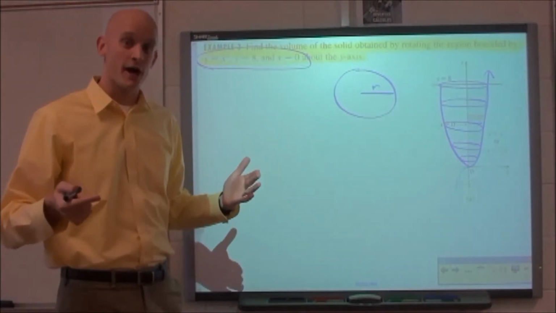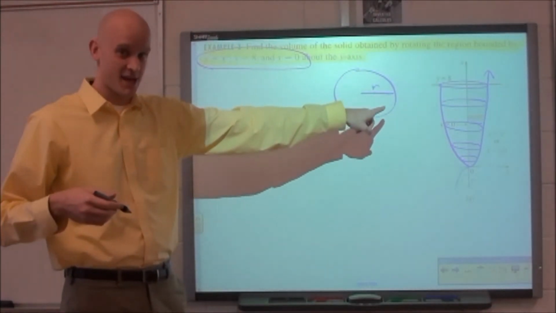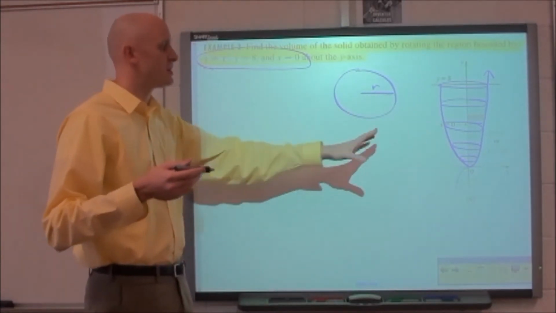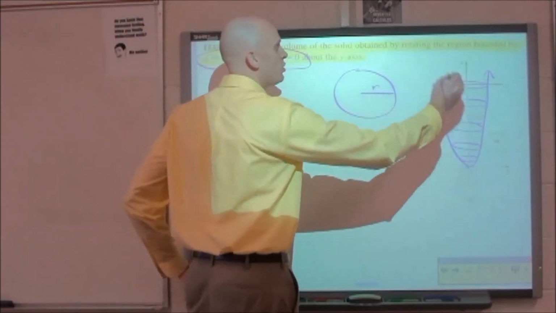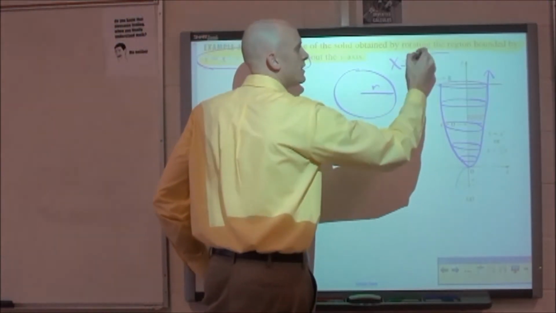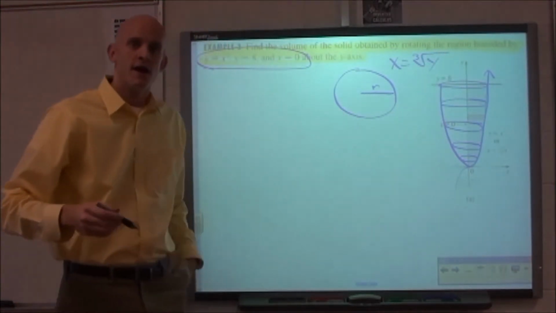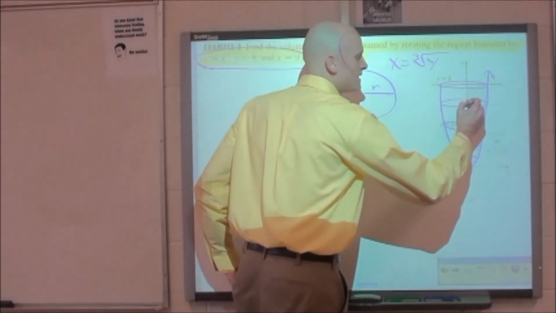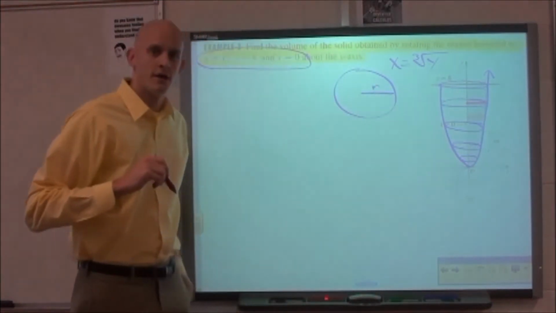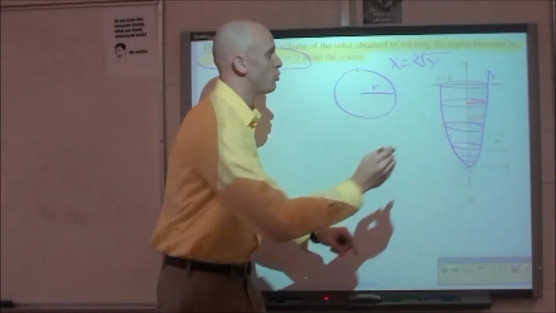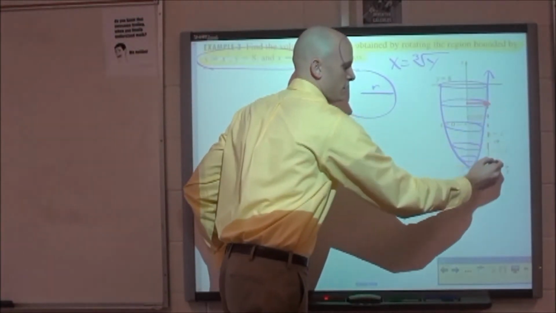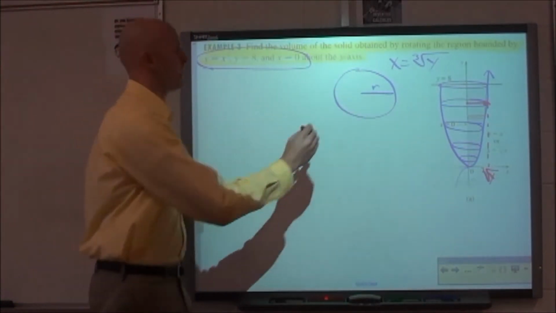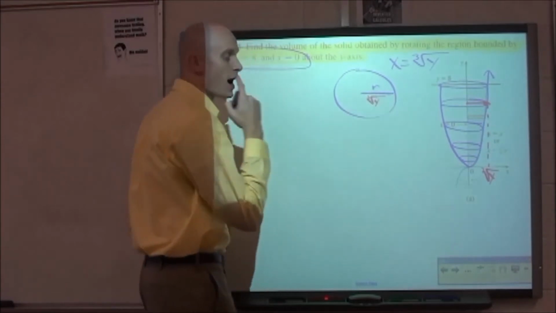Now we're going to be integrating with respect to y in this case. So in order to integrate with respect to y, we need our equation in terms of y. So our cubic equation would be x equals the cube root of y. That will give us the radius. You can see the radius in the picture is this distance here. That distance is the x-coordinate, which is the cube root of y. So that would be our radius, cube root of y.